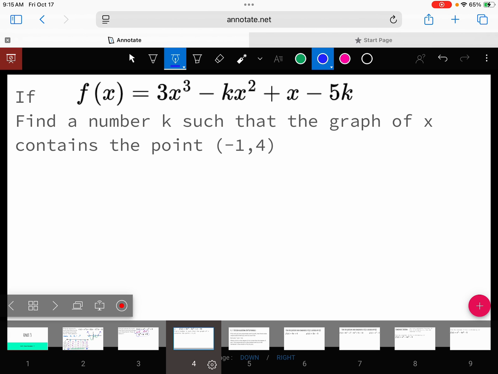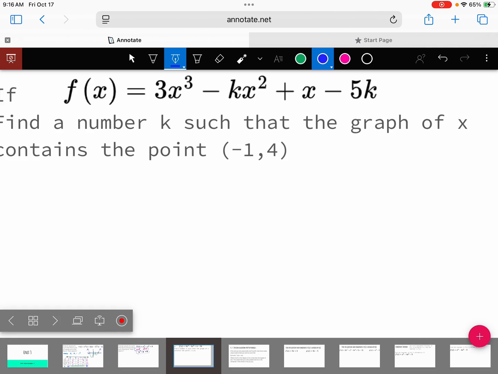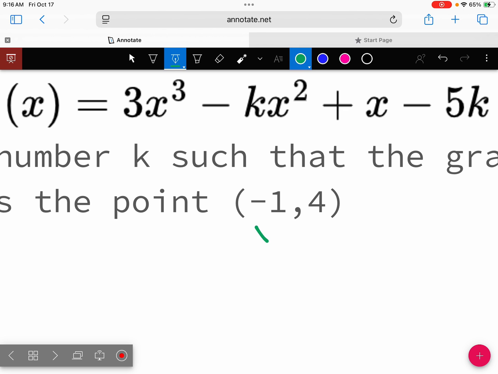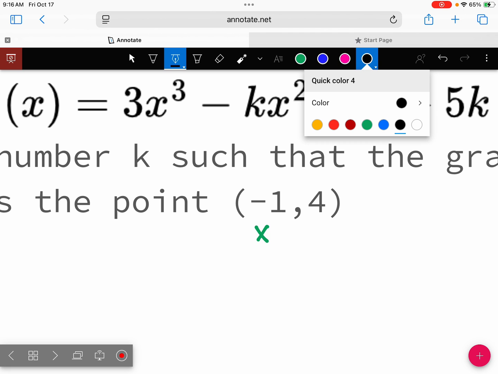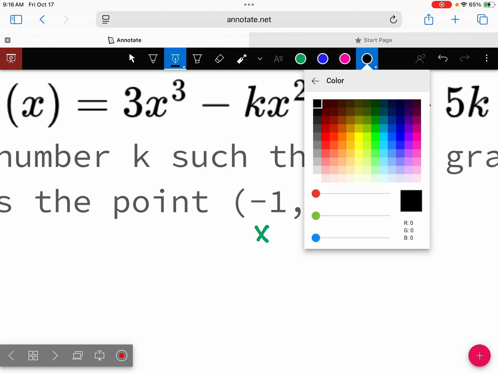And there's lots of different ways we can solve problems like this. There's one that's kind of intuitive, I feel like. If I know my equation and I know a point, what can I do with those pieces? Substitute them in. I know my x and I know my y. My x is going to be -1. My y is going to be that 4. I'm changing colors.